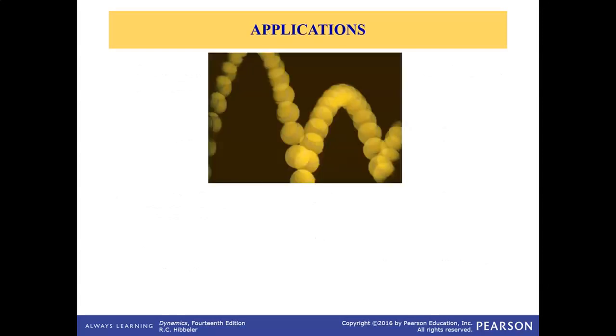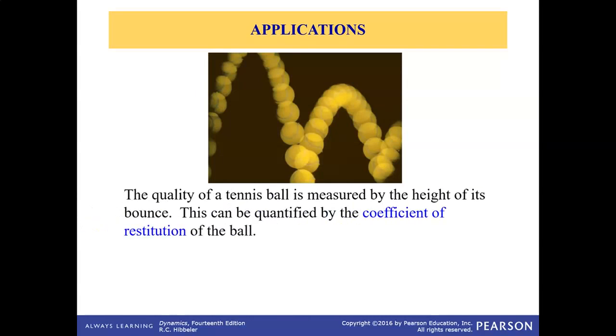So let's look at the application of an impact. An impact is when one object collides with another object for a short period of time. The quality of a tennis ball is measured by the height of its bounce. This can be quantified by the coefficient of restitution. For any ball used in games such as tennis, baseball, cricket or golf, the quality of the ball matters, and it is quantified in terms of the coefficient of restitution.